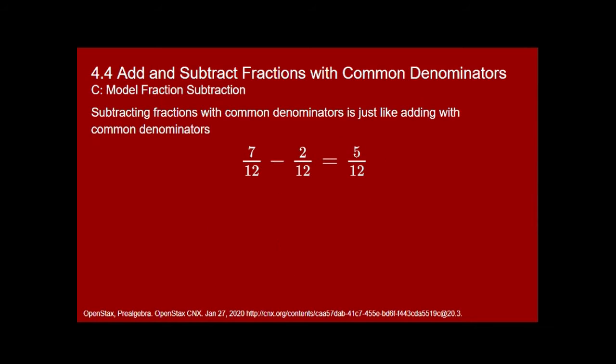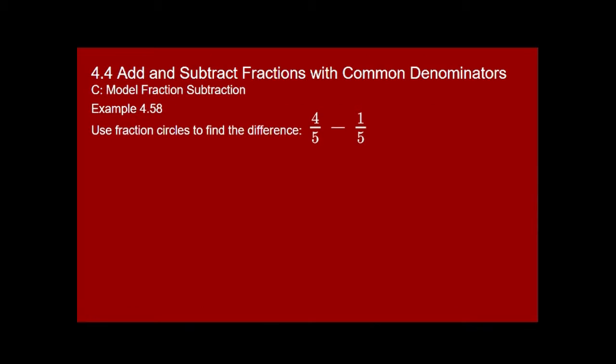Let's go ahead and do an example. Use fraction circles to find the difference. Remember, difference means subtraction. So we have 4/5 minus 1/5. Let's draw a circle. Now we need to get this into fifths. This is going to be a little hard. Fifths are kind of hard to sketch freehand and get correct. It doesn't matter if they are the same size, as long as you get 5 pieces in there. 1, 2, 3, 4, 5 pieces. Okay, so I've got 5 pieces in there, and I'm going to start with 4/5.